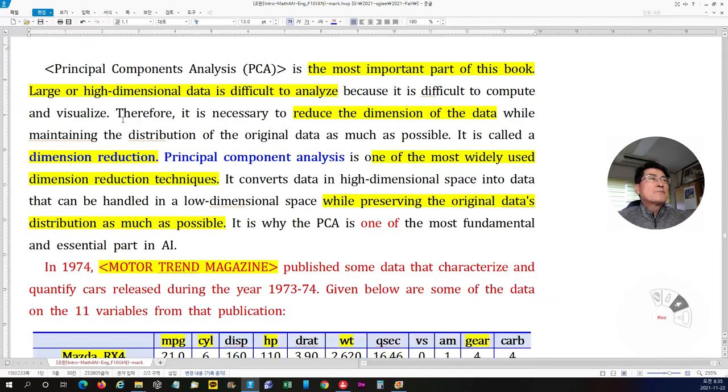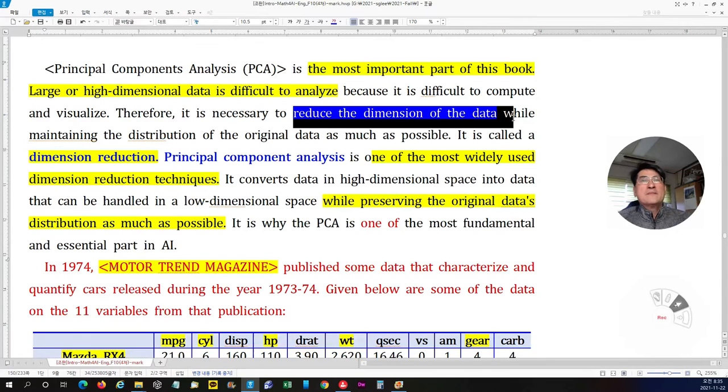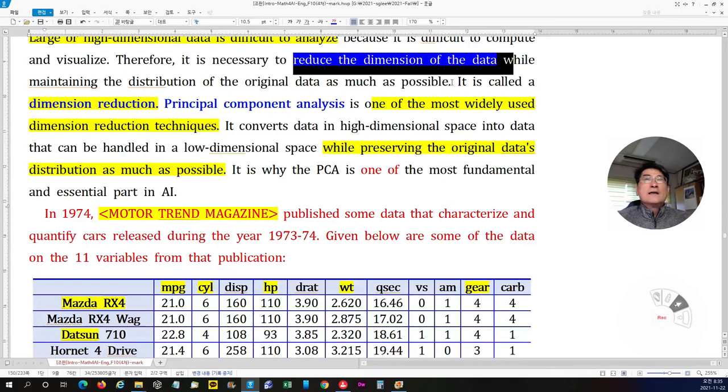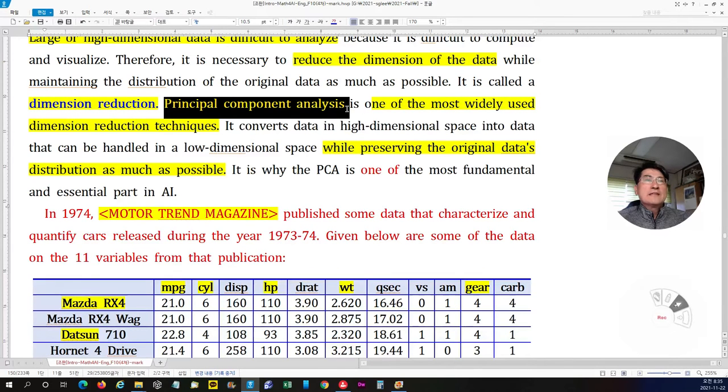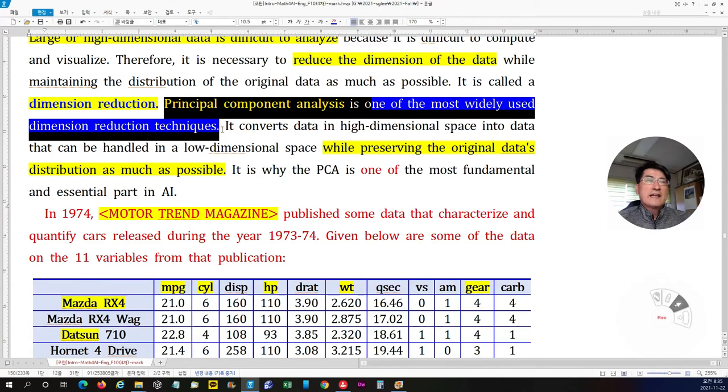Okay, principal component analysis, PCA, is the most important part of this textbook. Large or higher dimensional data is difficult to analyze, so we need to reduce the dimension of data. It is called dimension reduction. Principal component analysis is one of the most widely used dimension reduction techniques.